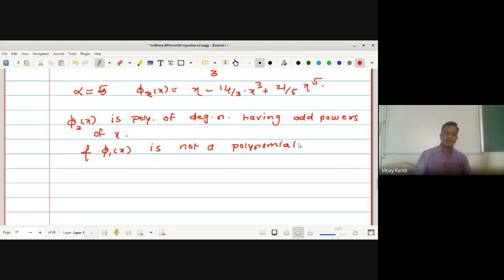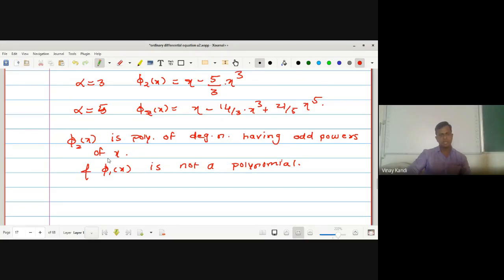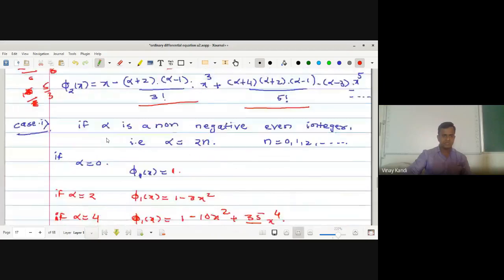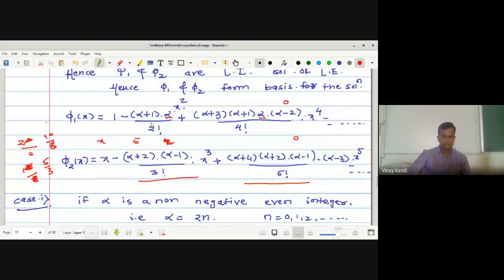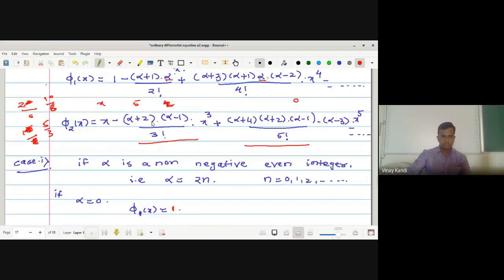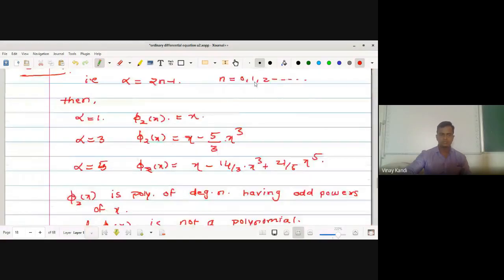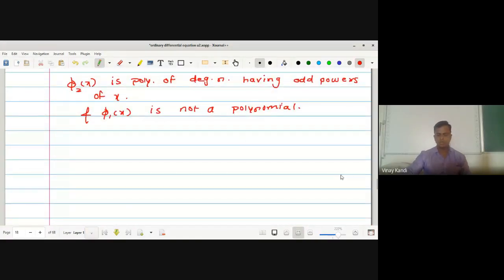Okay, for the odd case phi 1 is not a polynomial, for the even case phi 1 is a polynomial and phi 2 is not a polynomial. Now look at here, if alpha is equal to 1, what is phi 1 of x? What will come? It will not vanish anywhere, so this will not be 0, it will be not equal to 0. Okay, so this is not a polynomial. For alpha is equal to 3, it is not equal to 0 here. Okay, so hence in this case phi 1 is not a polynomial.